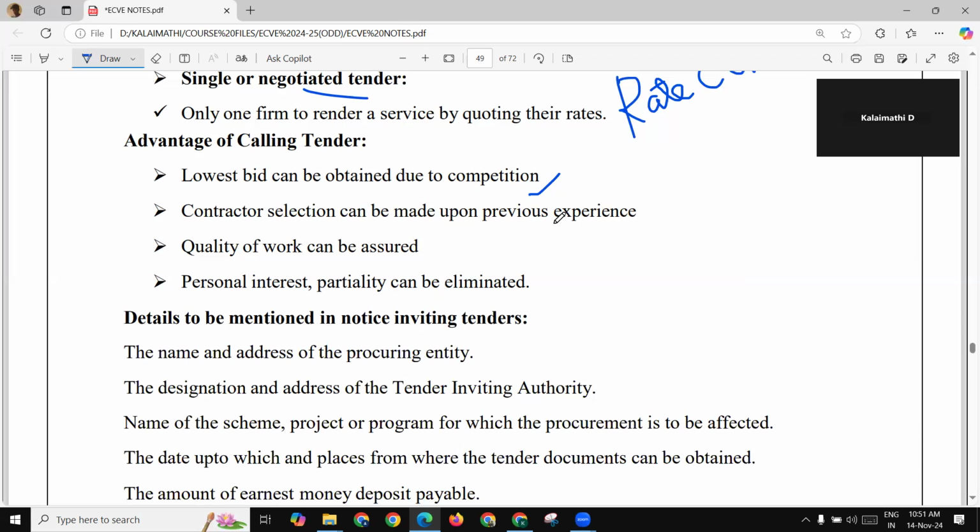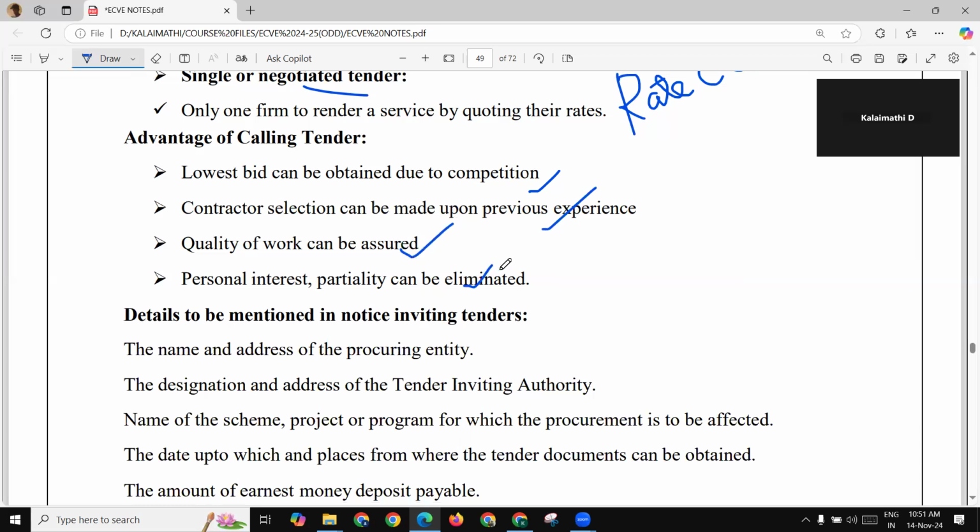In that case, if my work is good and the quality is good, it can be afforded. If it is available for 1 lakh, then the tender can be given for this 1 lakh, right? That is the main concept. Lowest bid can be obtained due to competition, contractor selection can be made upon previous experience, quality of work can be assured, and personal interest and partiality can be eliminated.